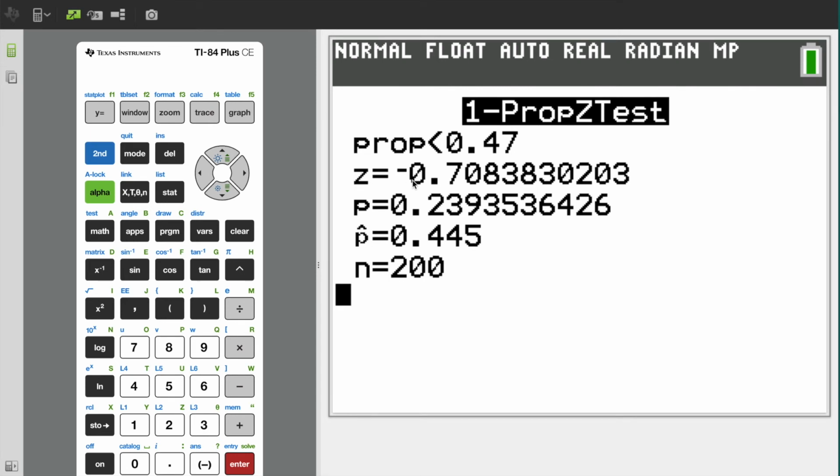And there it gives us our test score. Again, it's a nice way of checking. Our test statistic using this method, that's what the z is. Our p is 0.2393536. And it does give us our p hat and our n. Be careful not to confuse the p and the p hat. Okay? The p is our p-value here. So the 0.239 is what we're going to use as our p-value.